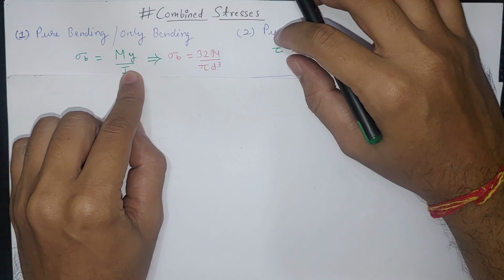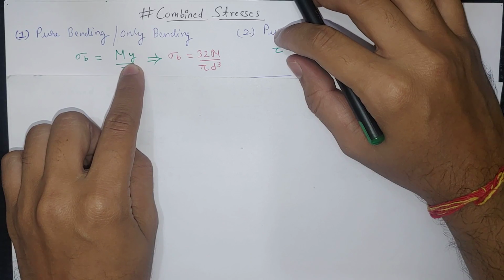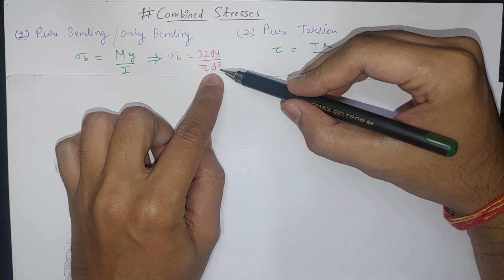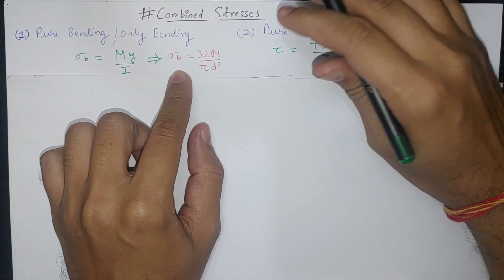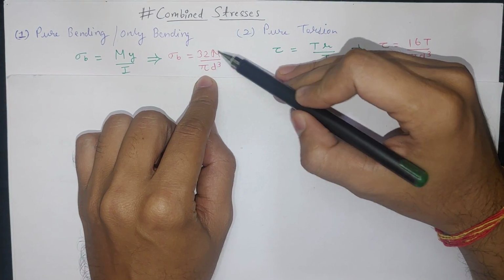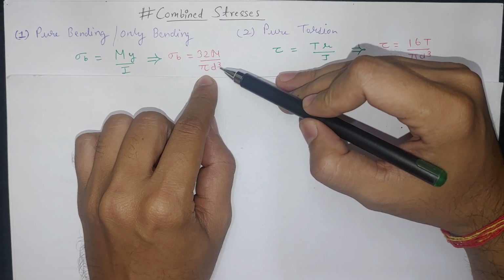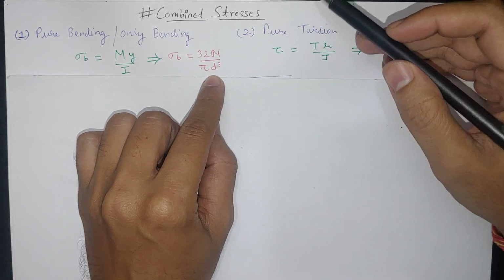So you know this My by I. If we place it for a cylindrical shape, we get 32 M by pi d cube. Both these formulas are valid, but this one is particularly for a solid cylindrical rod: 32 M by pi d cube.